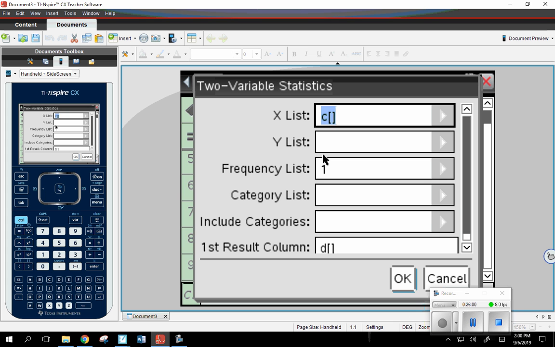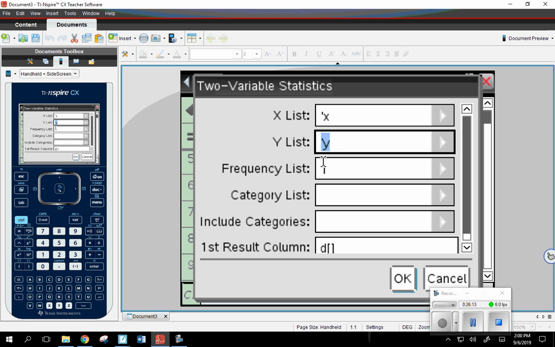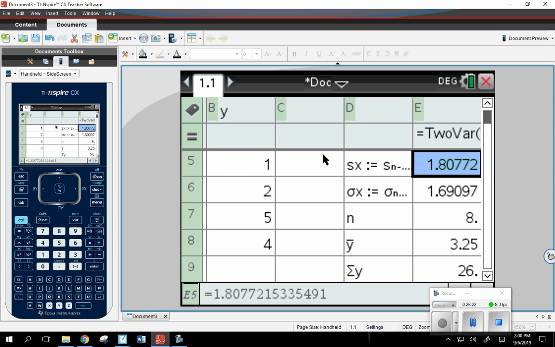All right, and this is where we normally go back and we make sure that the headings we typed in are going to be found there. So for the X list, I chose X. Okay, for the Y list, chose Y. Okay, don't worry about the frequency list. That's going to be there no matter what. Looks like all my information is going to show up in column D, and I'm going to click OK. All right, and here we go.